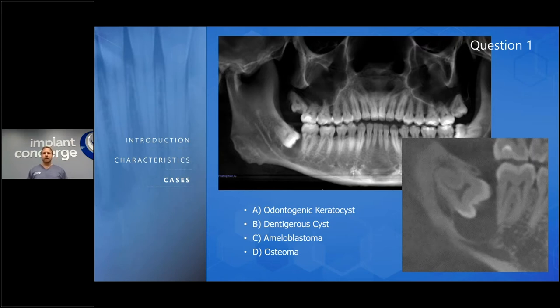So here, we're going from simple to more difficult. So here we have a low density, corticated lesion. It's surrounding the crown of the tooth. There's slight displacement. The mandibular canal does not appear to be involved. And so these are your possible answers. So Andy, if you can run the poll on this one, please.